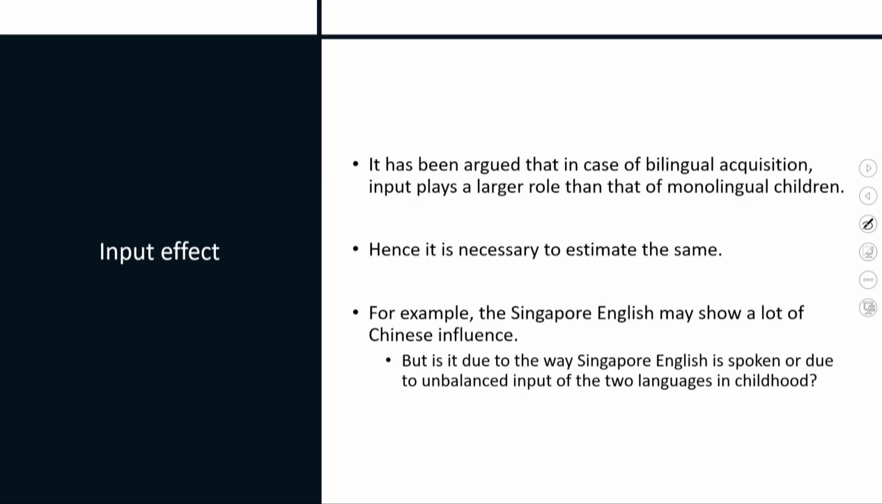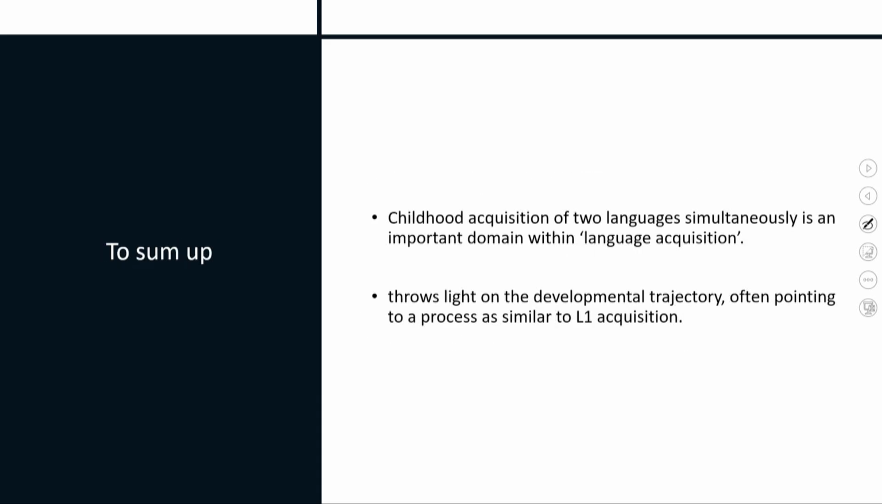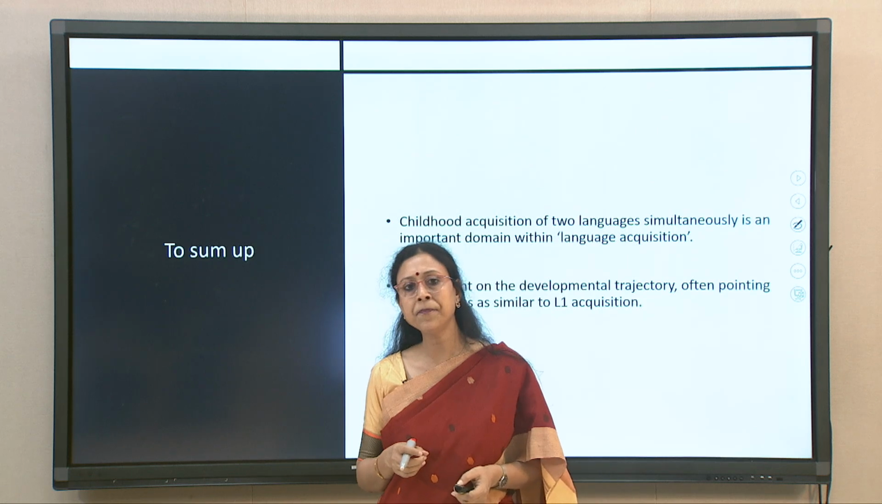So, for example, Singapore English may show a lot of Chinese influence. Now, how do you evaluate that? Why is the Chinese influence more? Is it because of the way Singapore English is spoken, or is it due to unbalanced input? So, there are all these nuances even within simultaneous bilingualism with respect to children.